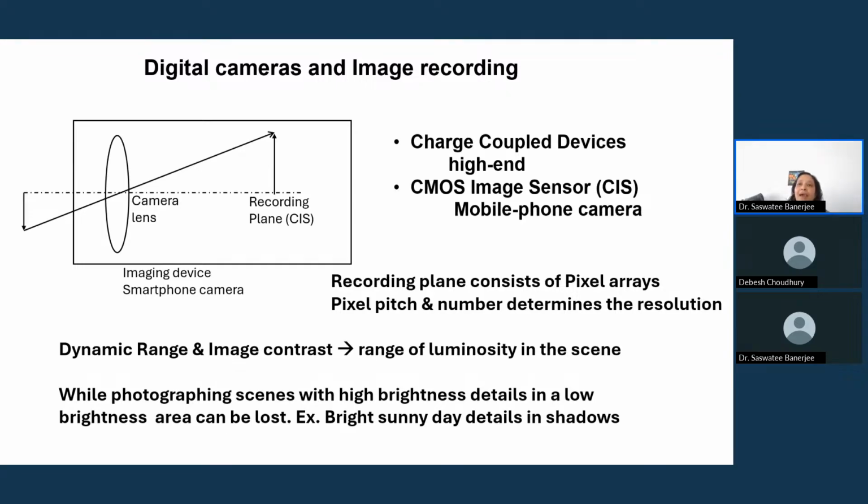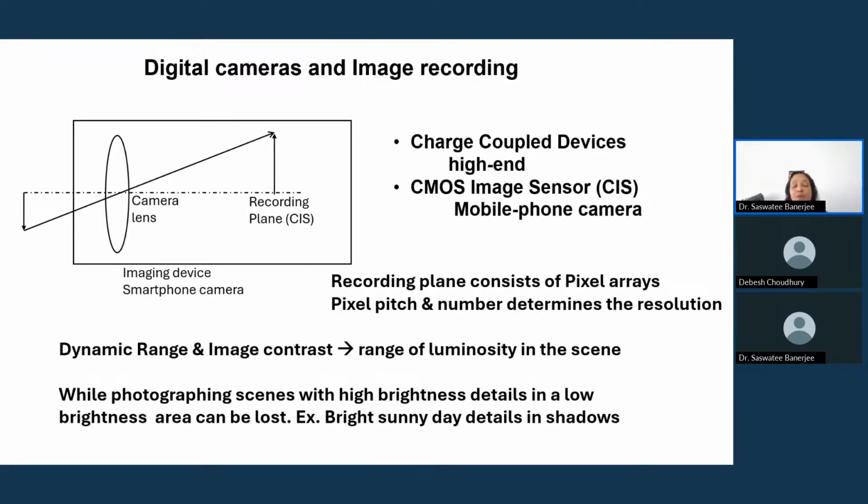And you can see that there is a range issue, basically. How the photographic film responds to light is a very important part of photography. So in the case of digital cameras, you do have a camera lens, and then the recording plane is electronic. So, optoelectronic, I should say.